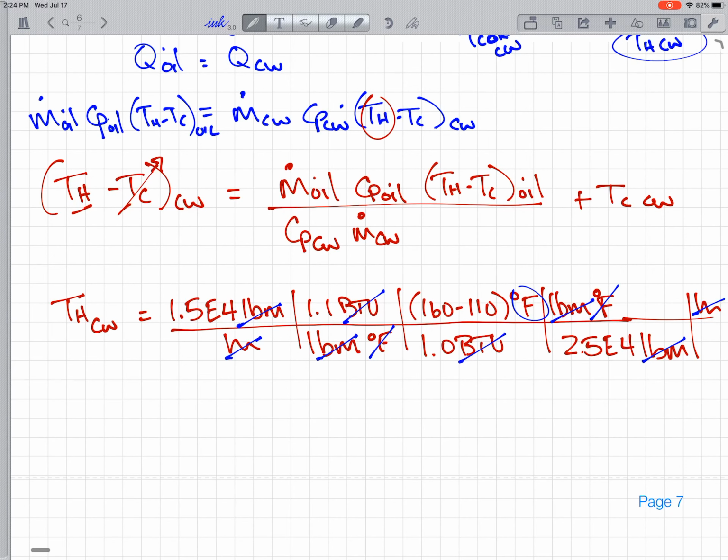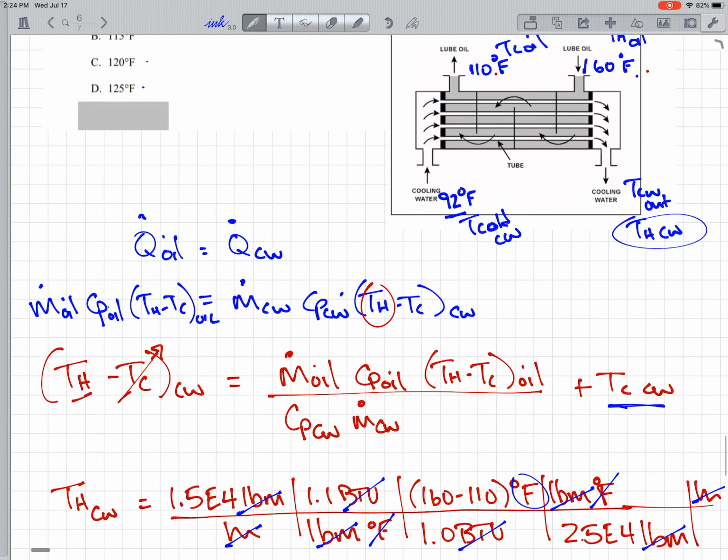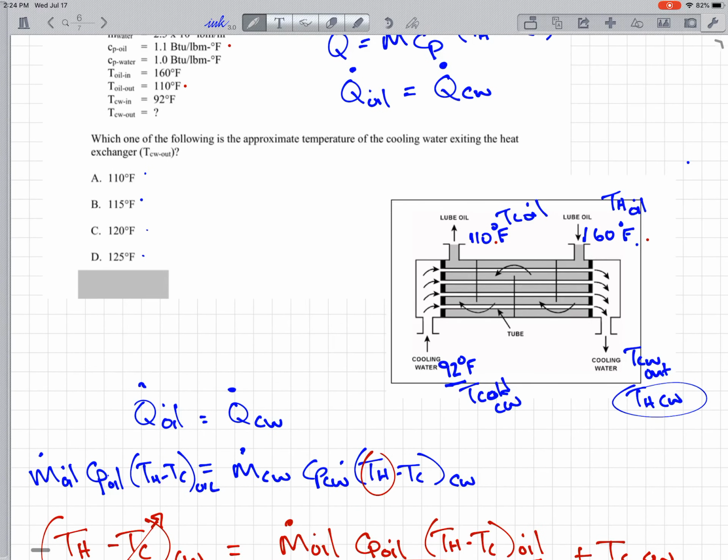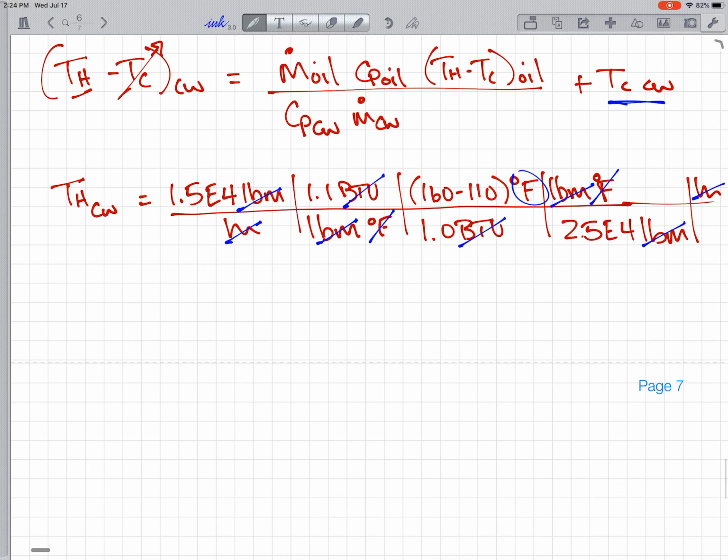So, oh look, I forgot to add the temperature cold of the cooling water, which is going to be 92 degrees. So, plus 92 degrees Fahrenheit. All right, so now I punch these numbers into the calculator. And look, e to the 4 here divided by e to the 4 is going to cancel out. Does that make sense? The numbers are just zeros at the end of that 1.5.